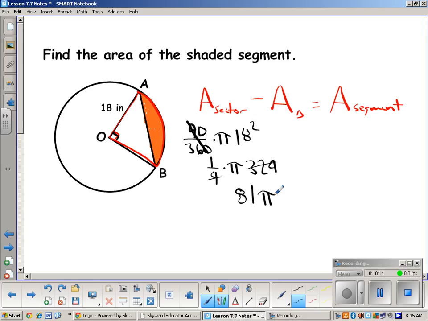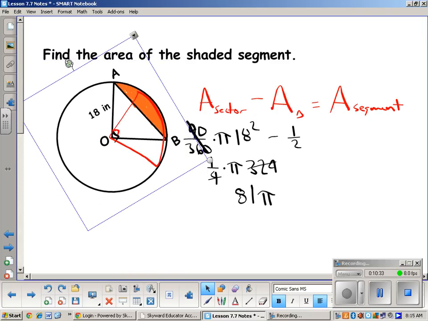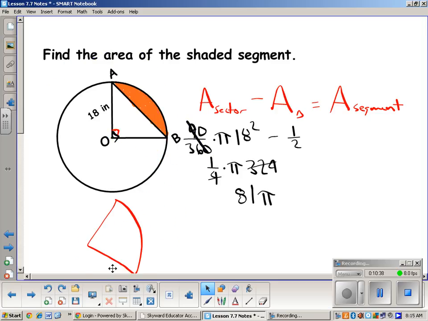Minus the area of the triangle. How do I find the area of a triangle? 1/2 the base times the height, right? Well, if I rotate this just a little bit and look at that right there, what's the base length of that triangle? And what's the height of that triangle?